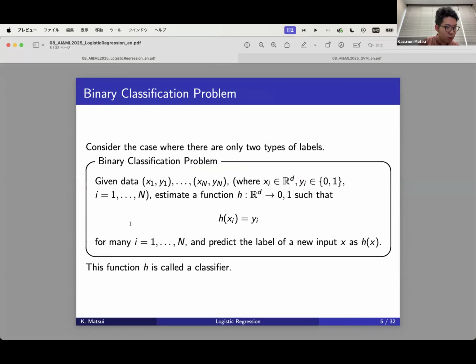When data is given, we want to create a function h such that if we put xi into it, yi comes out for many data points. Using that function h, we predict the label of a new input x as h(x). This is a binary classification problem. This function is called a classifier.